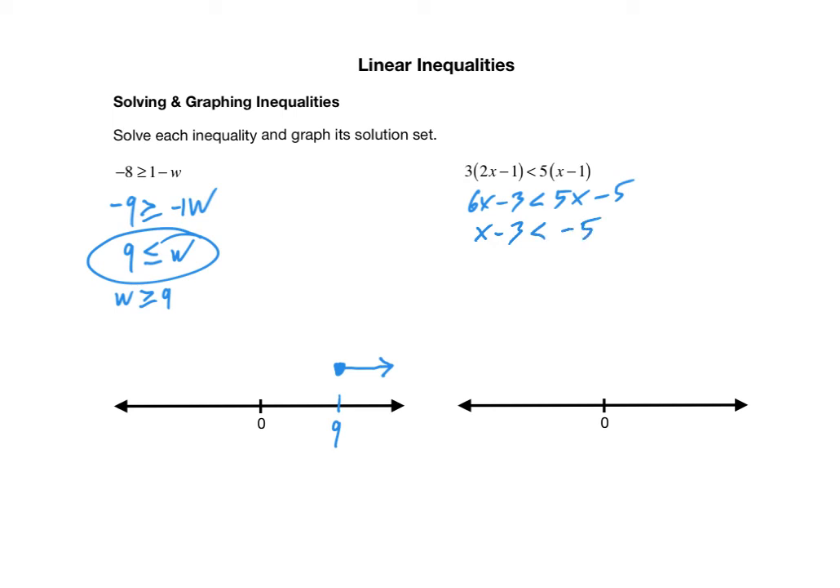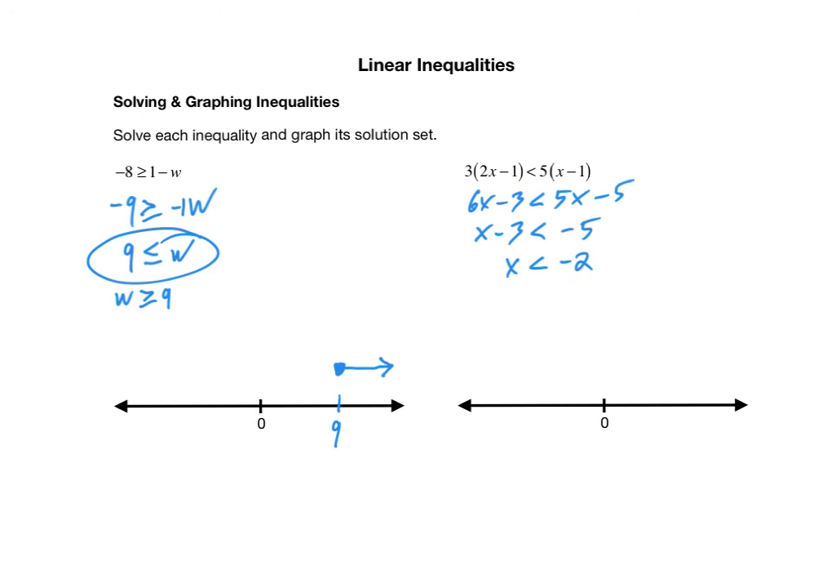And now the final move here would be to add 3 to both sides. If I add 3 to both sides, that would give me x on the left and negative 2 on the right. Notice there was no division at all at any point during this, and especially not by a negative number. So notice the sign stayed the same throughout. So we have x is less than negative 2.